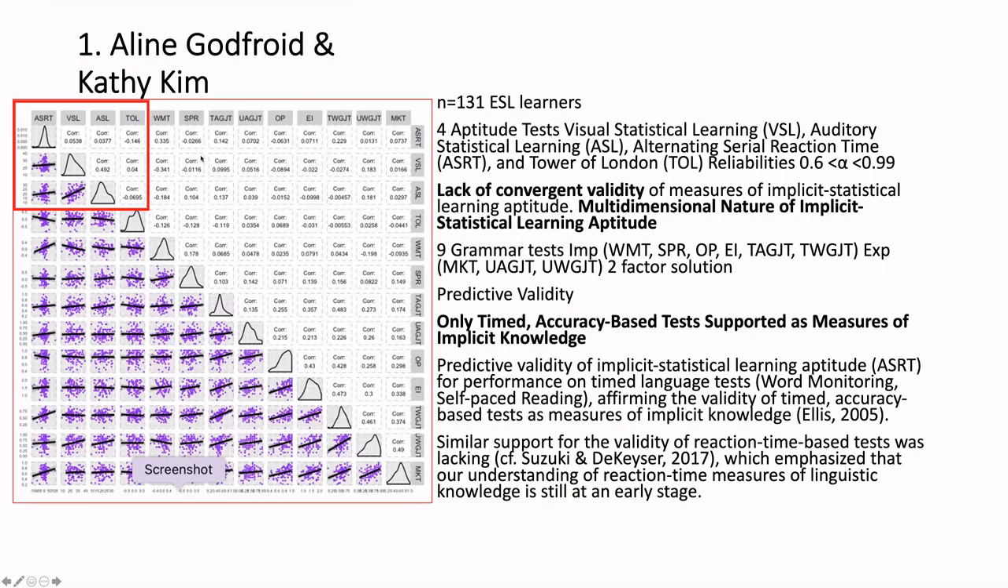Is there one implicit language learning ability? And if you look at their correlations, the answer is no, there isn't. There is a lack of convergent validity, all hovering around 0 here, a lack of convergent validity on these measures of implicit statistical learning aptitude.